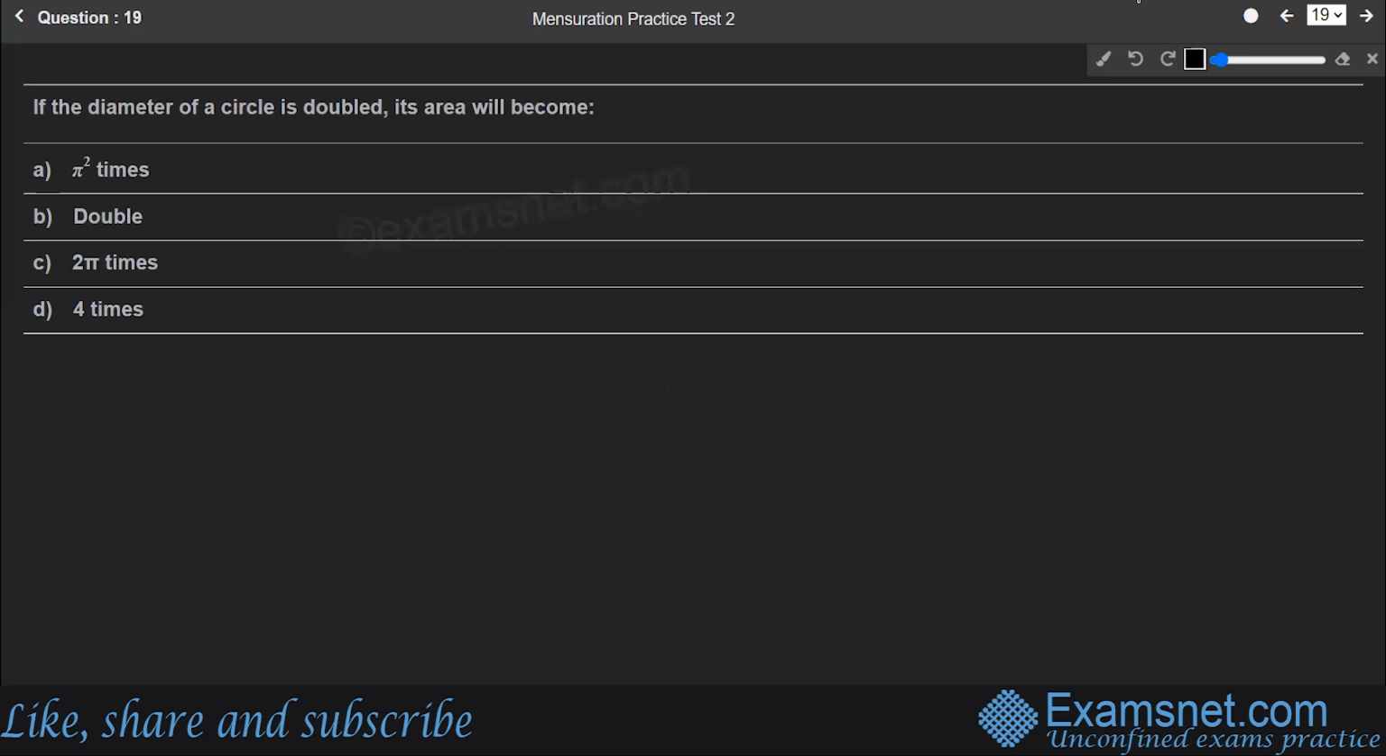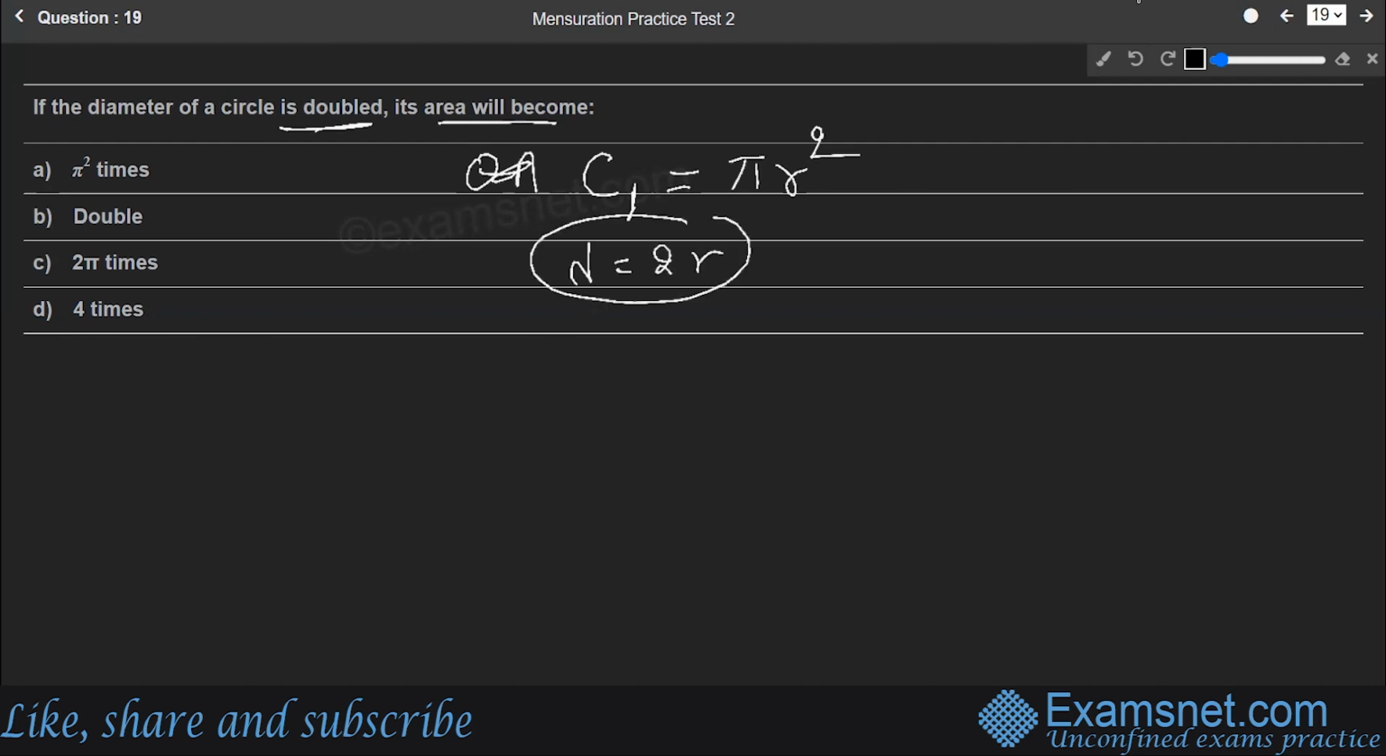Now, if the diameter of a circle is doubled, its area will become what? Let us find out the old area. Let the old area be that of circle 1. A circle's area is always given by pi r square. He's saying the diameter is doubled. Diameter is nothing but 2r. Let's say the original diameter was 2r, so the radius was d by 2.